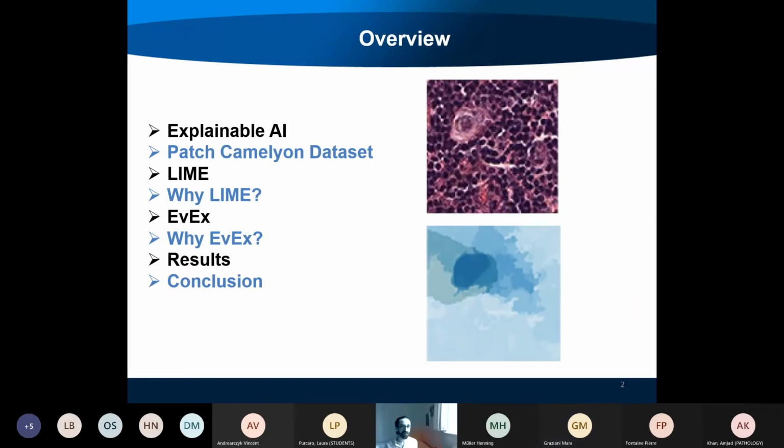Yes. Perfect. So this was mainly the slide that I was showing while I was talking about explainable AI, PatchCamelyon. Oh, can you see my pointer? Yes, we can see the pointer. Perfect, that's going to be useful.